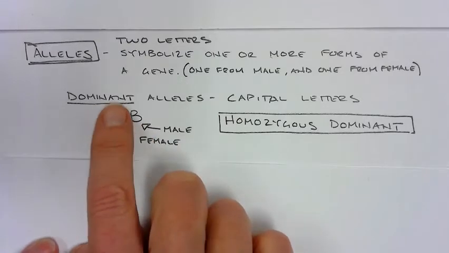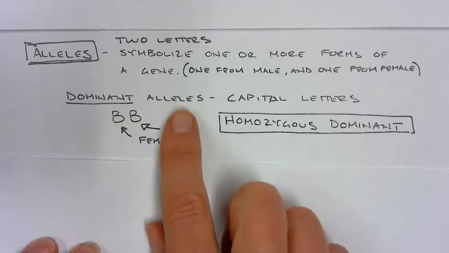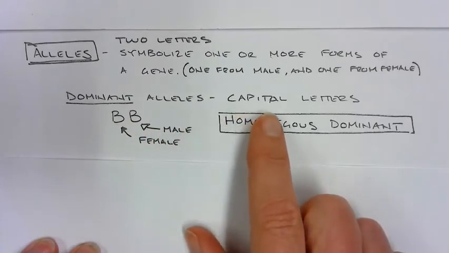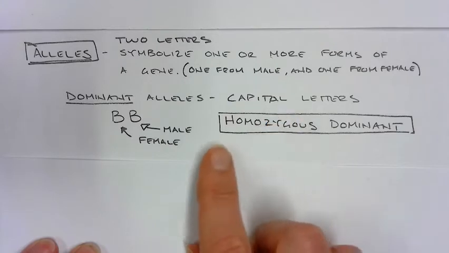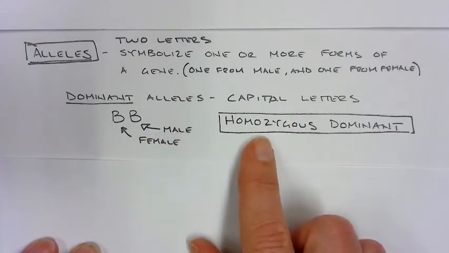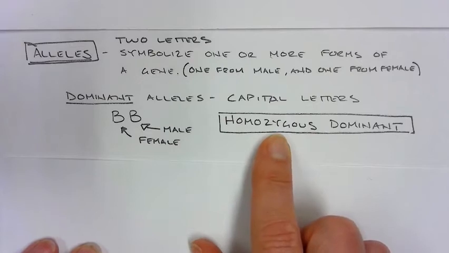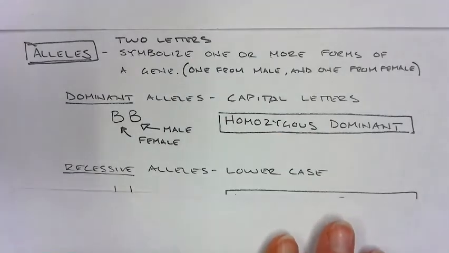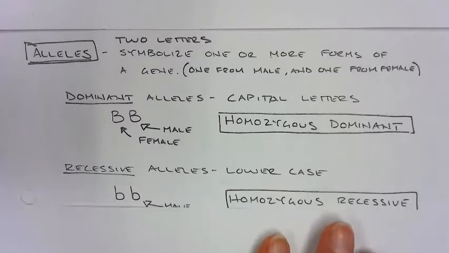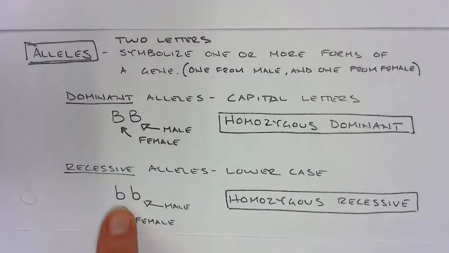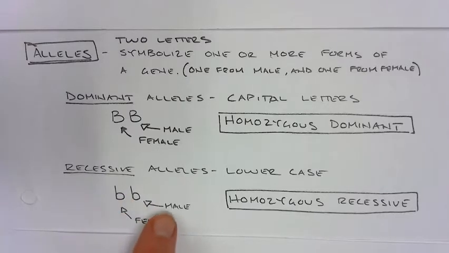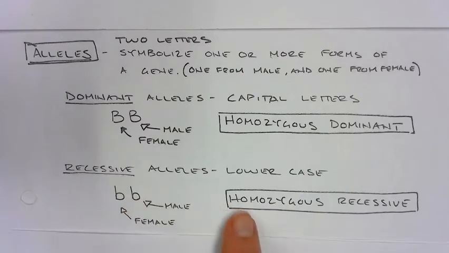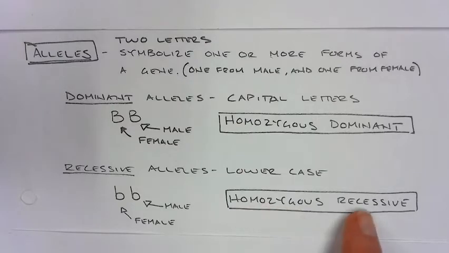There are dominant alleles, as you can see here, and dominant alleles are represented by capital letters, and this is called homozygous dominant. Likewise, there are recessive alleles, and these are symbolized by lowercase letters. So, for example, little b, one of these little b's came from your mother, the other one came from the father, and we call those homozygous recessive. Homozygous means same, and they're both lowercase, so they are recessive.